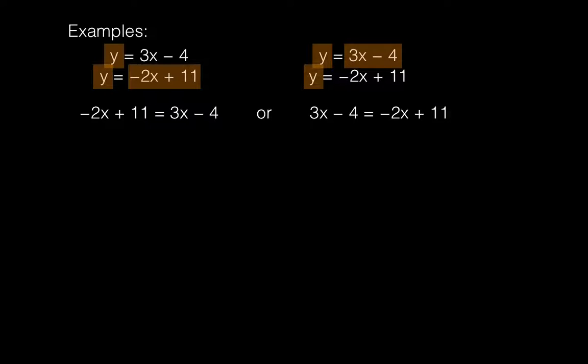But what we now do is our algebra. We're going to move the negative 2x by adding it. 2 and 3 make 5. We're going to move this 4 by adding it. 15 equals 5x, and we divide by 5 to get x equals 3. It doesn't matter which way you go, you still get 3 equals x on this problem.